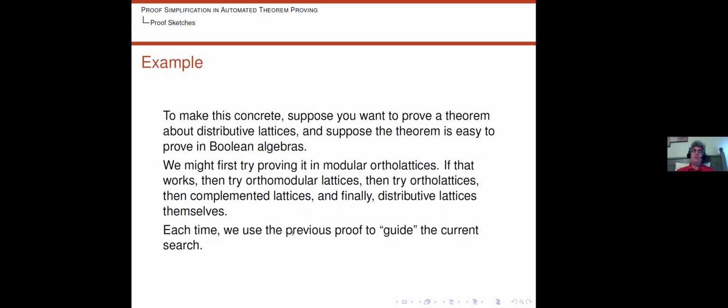So for instance, you want to prove a theorem about distributive lattices. It's easy in Boolean algebras, so you prove it there first, and then you work your way up the lattice hierarchy until eventually you are able to prove the theorem you're interested in for distributive lattices themselves. And each time you use the previous proof to guide the new search.